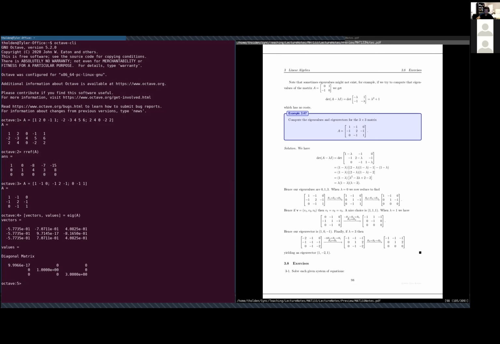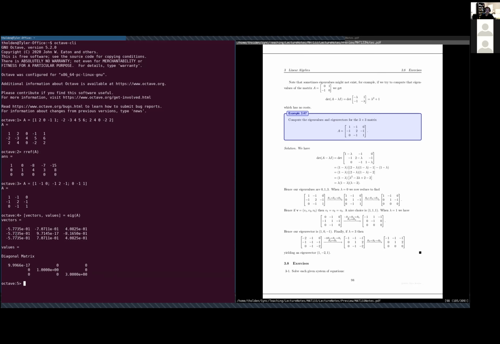Okay, now this looks gross, so we have to parse this a little bit. 9.96 times 10 to the -17, that's 0, right? It's not exactly 0, but it's so small that it might as well be 0, so you kind of have to take a little bit of interpretation with Octave there. And this is definitely 1, and this is definitely 3. So if we've plugged our matrix into Octave correctly, the eigenvalues should be 0, 1, and 3. I come over here and check this, and what did we get? 0, 1, and 3. Those are our eigenvalues. Perfect, right?